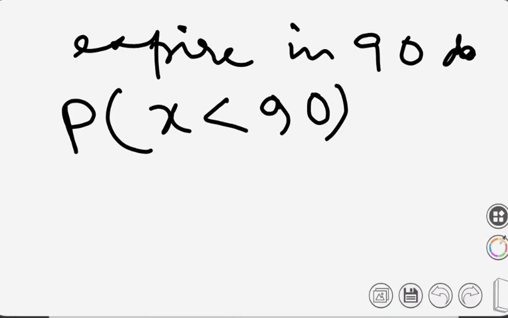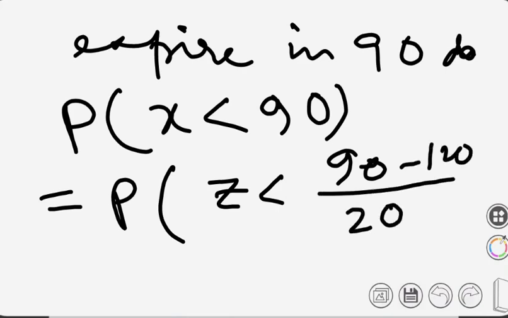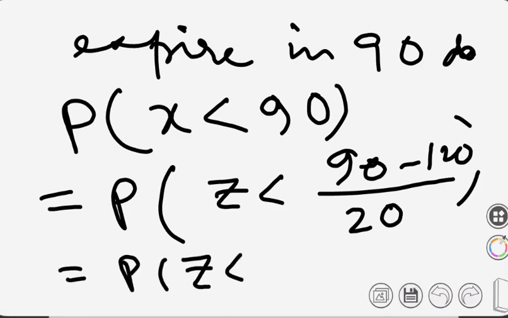For that we'll again do the same thing. So we'll convert it to z, the standard normal variate. So what will be the value of z? So z will be less than how much? 90 minus 120 by 20, right? Because mean is 120 and standard deviation is 20. So this gives you probability z less than how much? -1.5. I asked this so that the minus sign does not get dropped; if the minus is dropped, everything goes wrong.